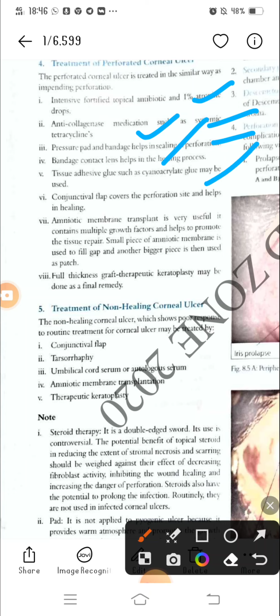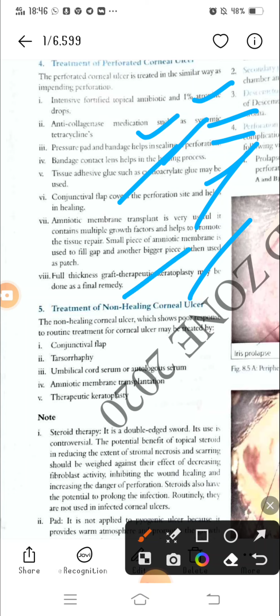As I explained previously, conjunctival flaps can be used, amniotic membrane transplant can be used, and a corneal graft from any other person can be used, and it can be full thickness graft or partial thickness graft depending upon the severity of the ulcer. Then there is treatment of non-healing ulcer.